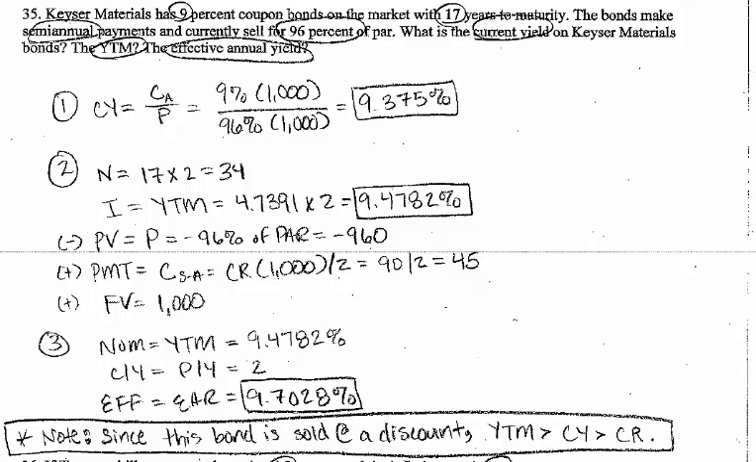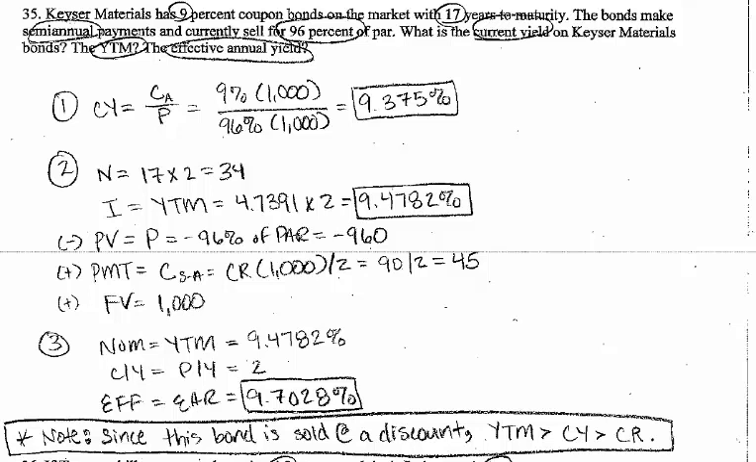The payment is going to be the coupon rate times par divided by 2. So that's going to be 45 bucks. Future value is always $1,000. Solve for I, you get 4.7391%, which is your semi-annual yield to maturity. Multiply that by 2. Bingo. You got 9.4782%.